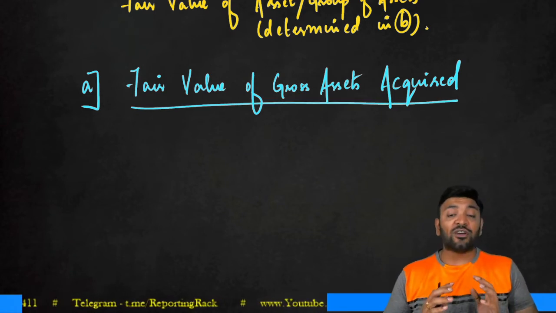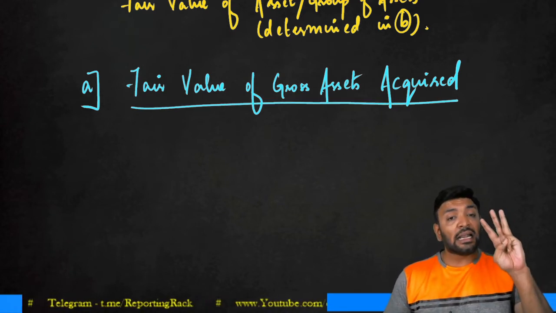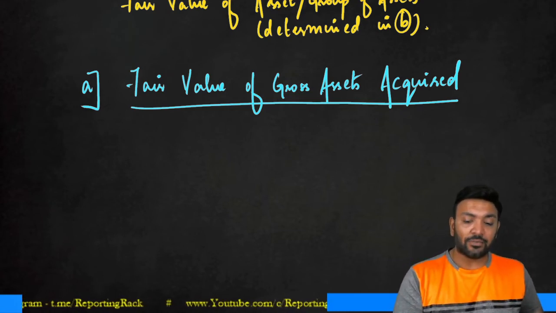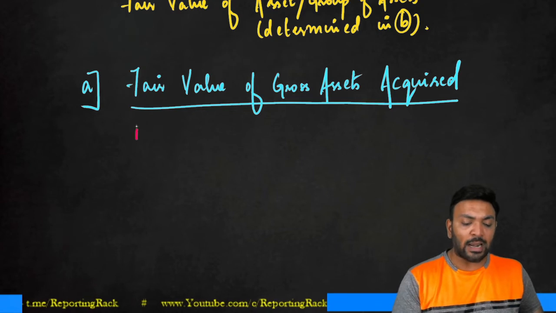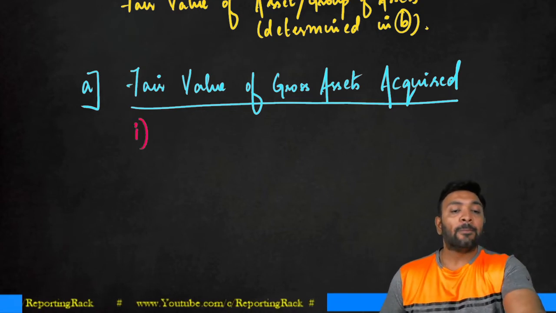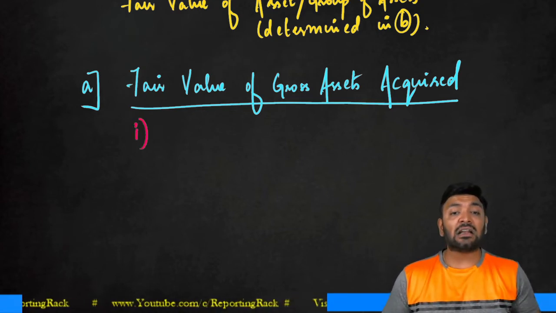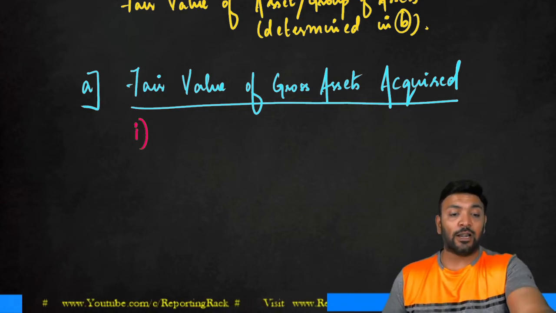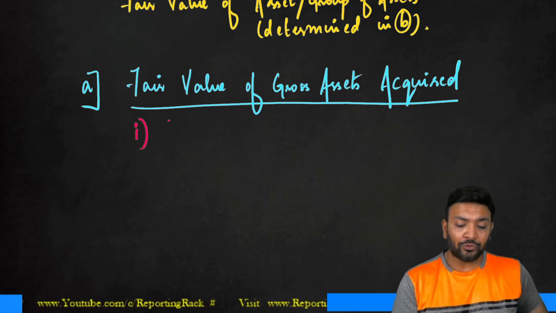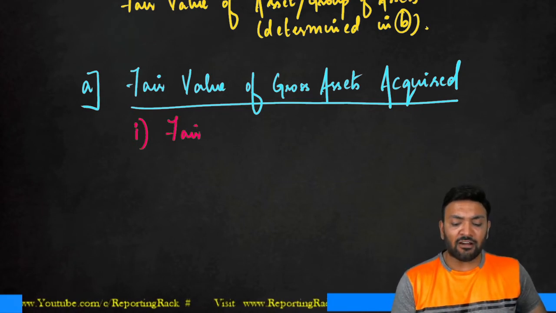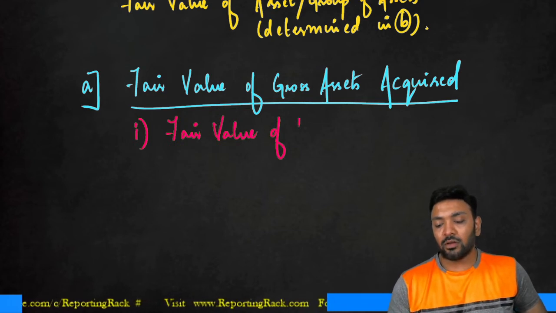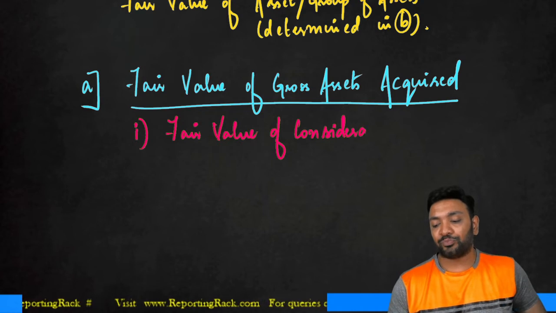Again, to measure this fair value of gross assets acquired, I'll take three things into consideration. What are the three things which I have to consider? First one, part one. The first part where I will start considering is the fair value of consideration transferred.